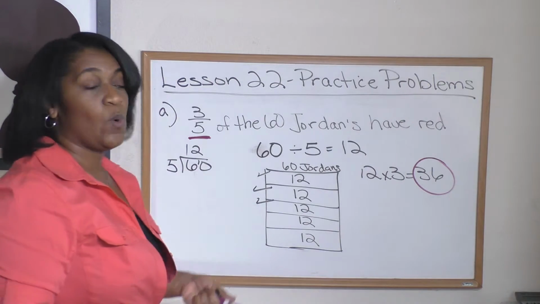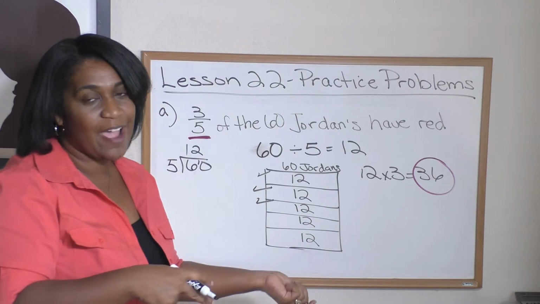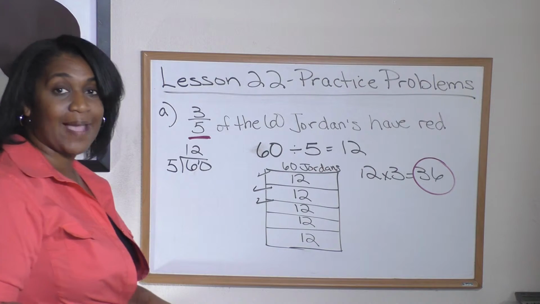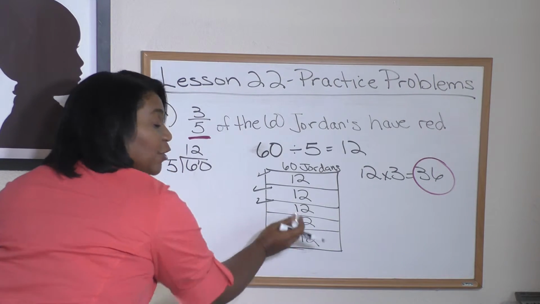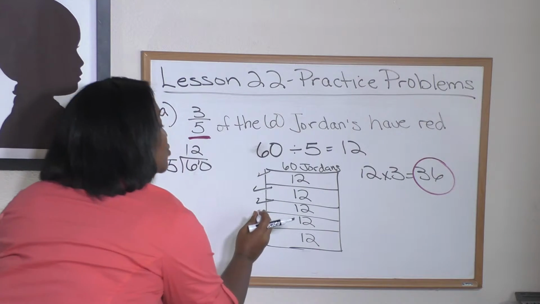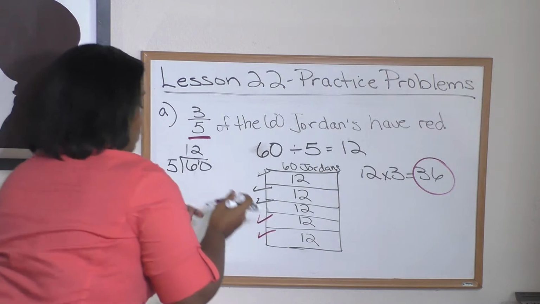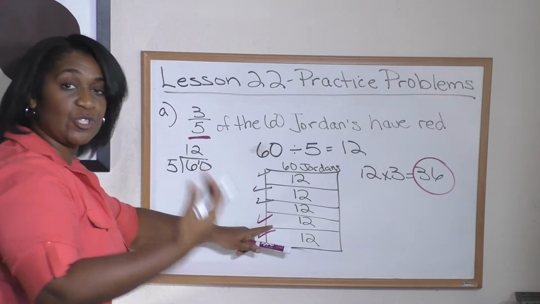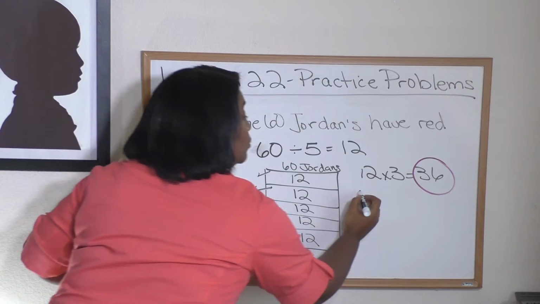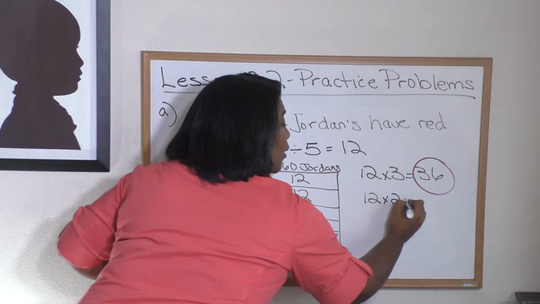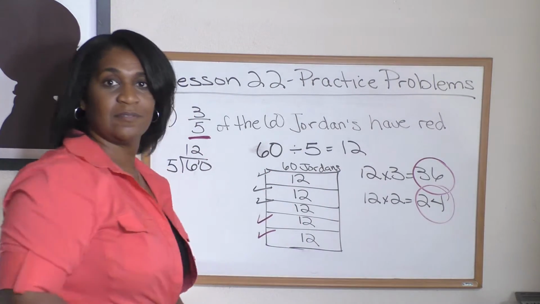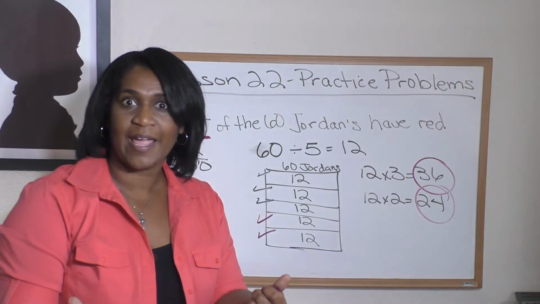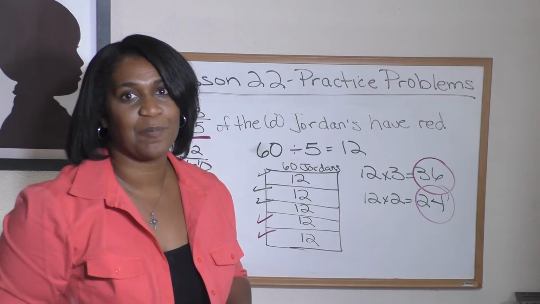Okay? Now if I said, well, how many of the Jordans do not have red in them? We can go back to our chart here. Let me use my red. And 2 of our groups do not have red. So let's check those off. 1, 2. And if I had to do the math of that, I would do 12 times 2. And I would get 24 do not have red. Not too bad, right? Okay, let's try another problem.